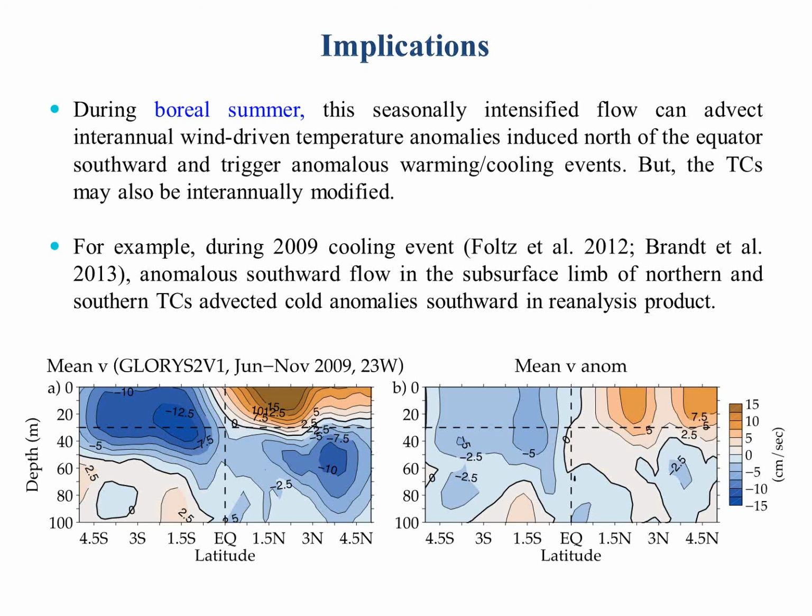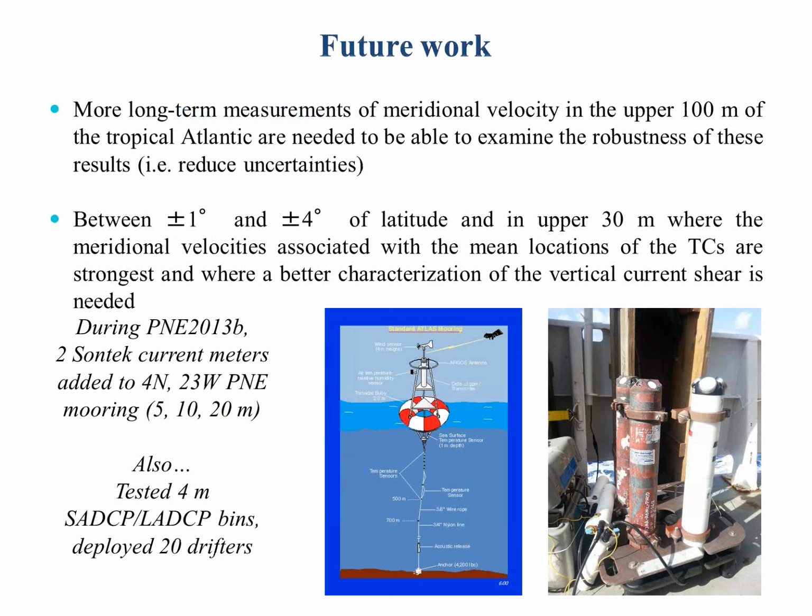And the caveat obviously being that this is from the model, and more observations are needed to be able to examine the robustness of this result, and reduce the uncertainties in our results from observations. And specifically, between 1 degree latitude and 4 degrees of latitude, and in the upper 30 meters, where you have the strongest flow with the tropical cells, where you have the strongest flow with the tropical instability waves, and where we don't know much about the vertical shear.